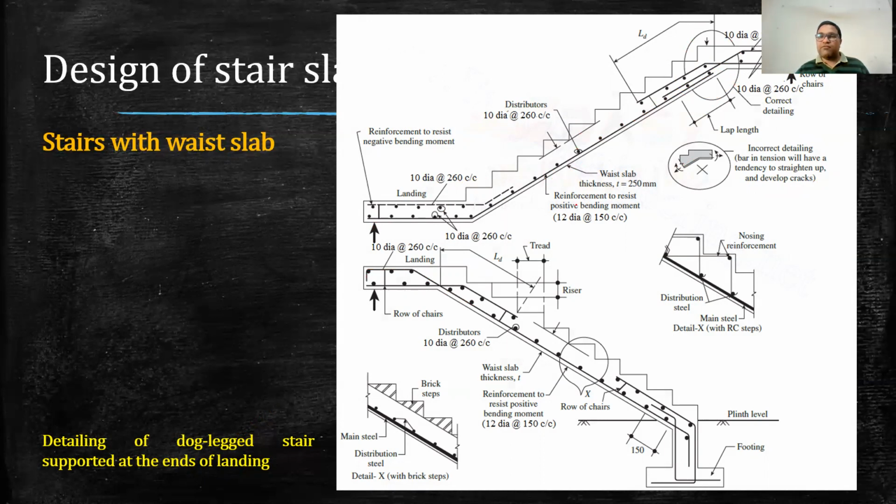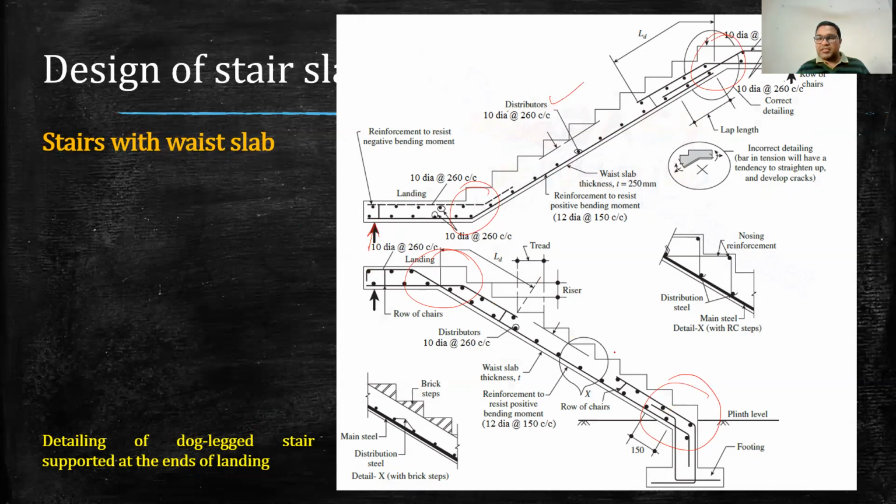So here again, we provide only two main reinforcements. One is the main reinforcement and the second one is the distribution reinforcement. And besides this, we provide some extra reinforcement at the junction here also, and here also, and here also, to resist the development of negative bending moment. So this is the case where we provide support at the ends.